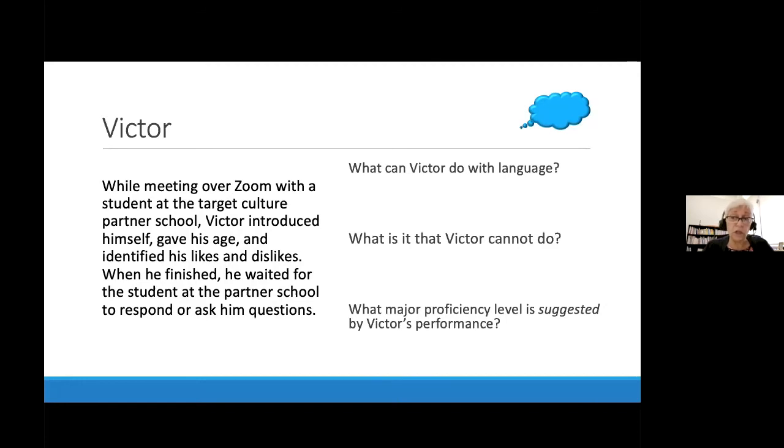What is it that Victor can do with language? What is it he cannot do? And what major proficiency levels suggested by Victor's performance? Take a moment and think about that.